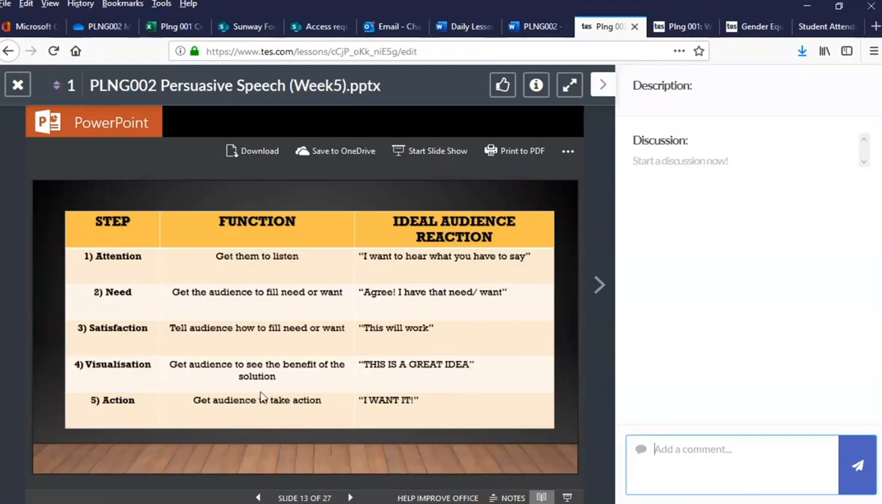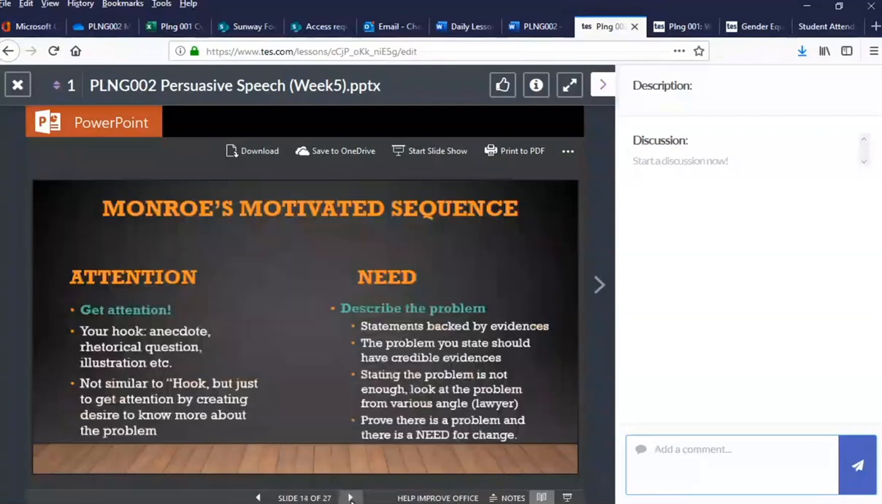So action: get the audience to take action. I want it. I will do it now. It's now or never. So these are the steps that we are going to follow when we are writing a persuasive speech. And this is in accordance with Monroe's motivated sequence.